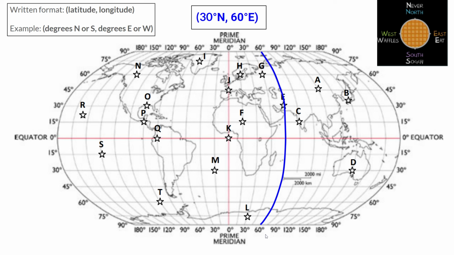And if this is hard for you to remember, you never eat soggy waffles. East is this way on the right side of the prime meridian. So I'm going to write the longitude 60 degrees east over here. And there you go. This is my written format for where location E is. That's your answer.